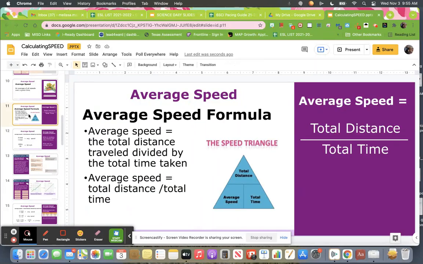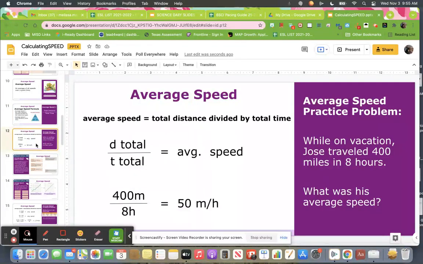Average speed formula. When we find average speed, we're looking for a total distance and a total time. Same thing as the speed formula, distance divided by time, but now we're getting the total distance and the total time. So we'll do a practice problem coming up.